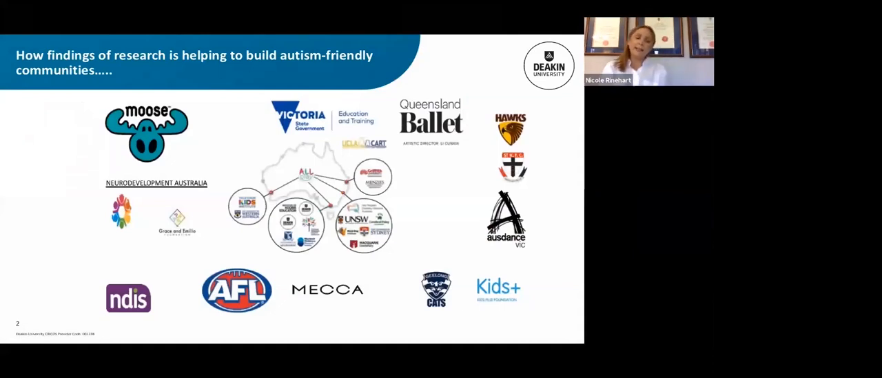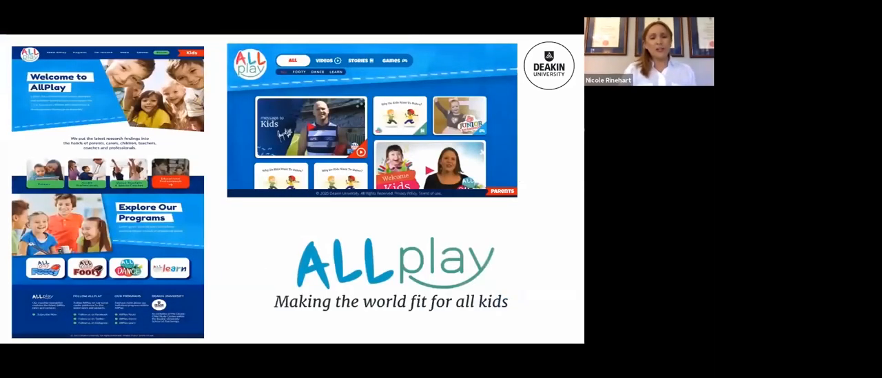Our second really key design principle is partnership to improve access to the community. So I would like to acknowledge our partners, first and foremost, the children, families, teachers, sports coaches, dance teachers who have been involved in co-designing our work, together with our key industry, philanthropy and government partners and our research partners from around Australia. So what is AllPlay?